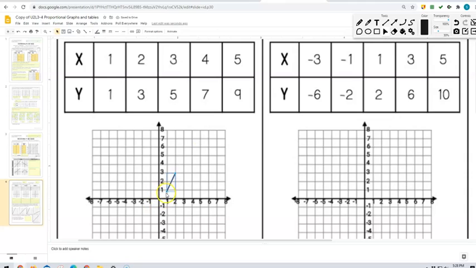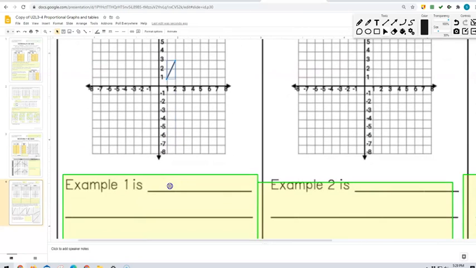It's going to miss, because every time we go over 1, we go up 2, so it's going to hit like right here. It's going to miss the origin. So this one is not proportional.